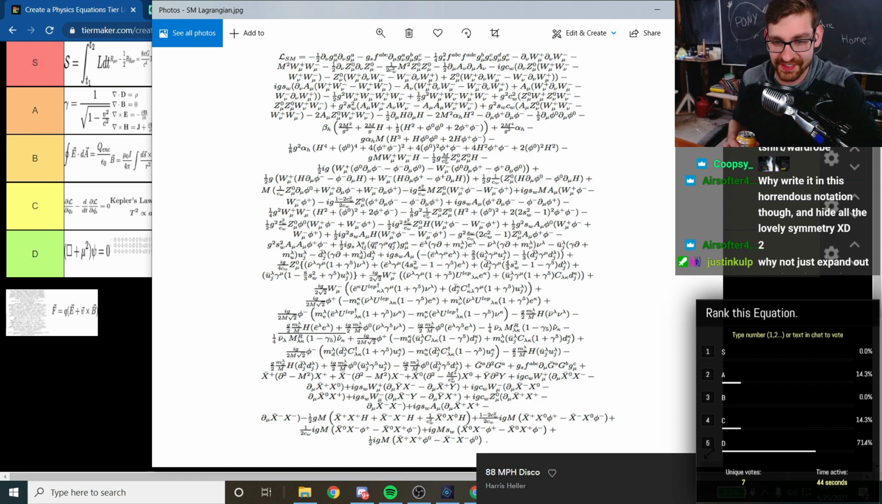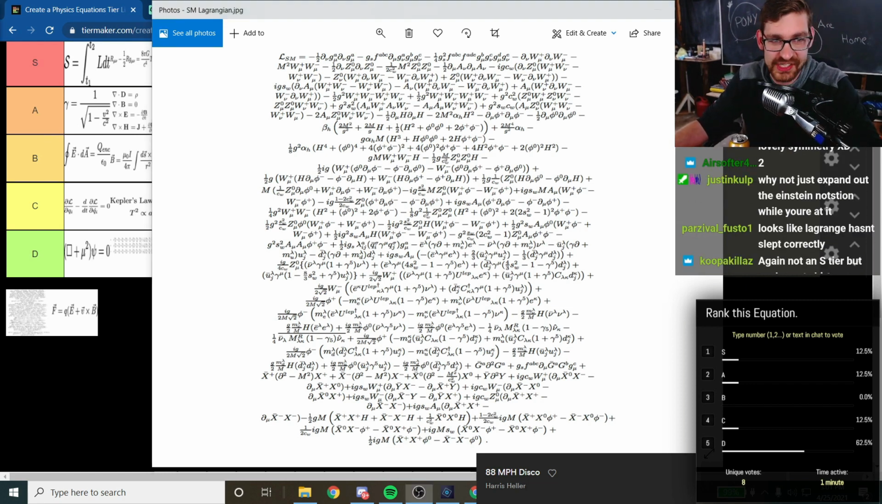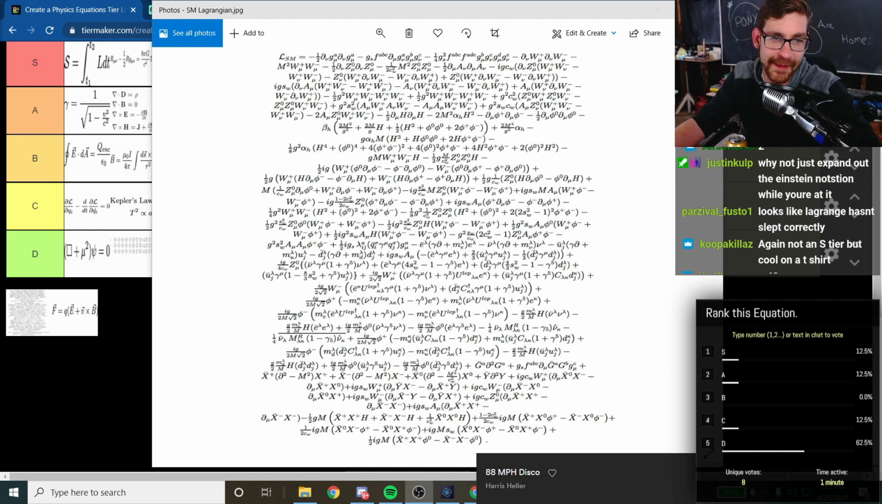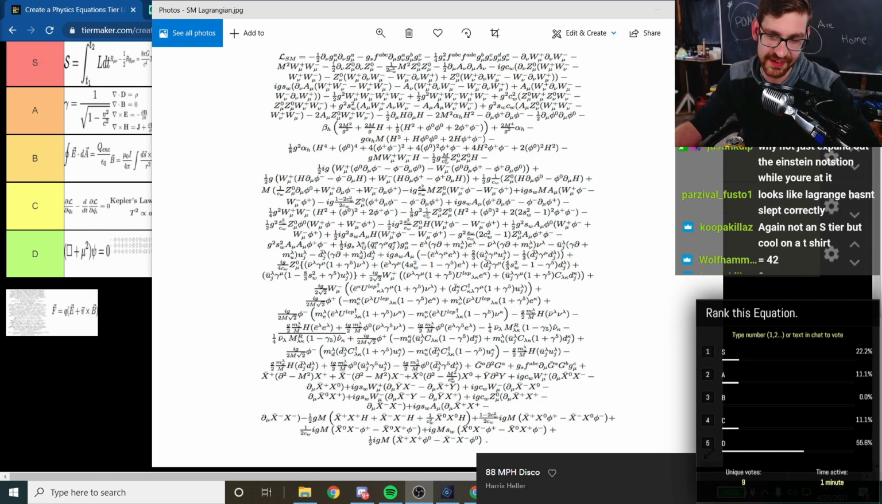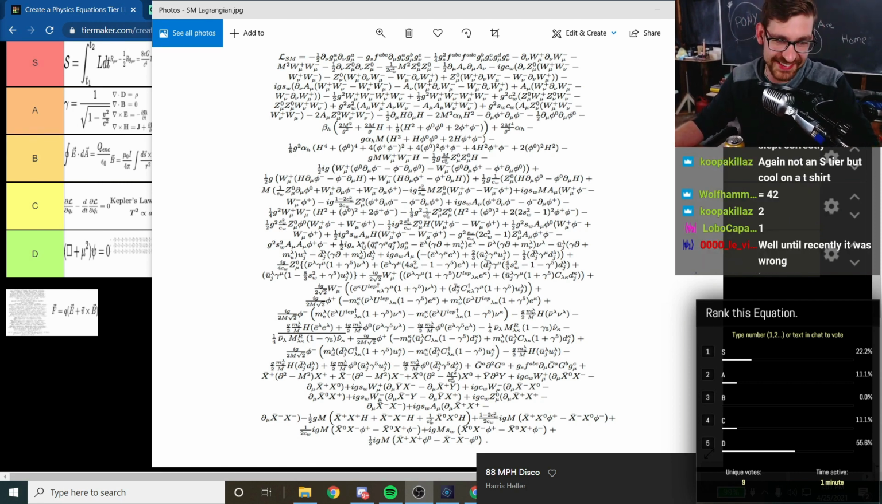Why not just expand out the Einstein while you're at it? It's true. It's a flashy equation meant to scare away people. It's never really used this way, but it is here for the memes. Not S tier, but cool on a t-shirt. Again, cool on a t-shirt.